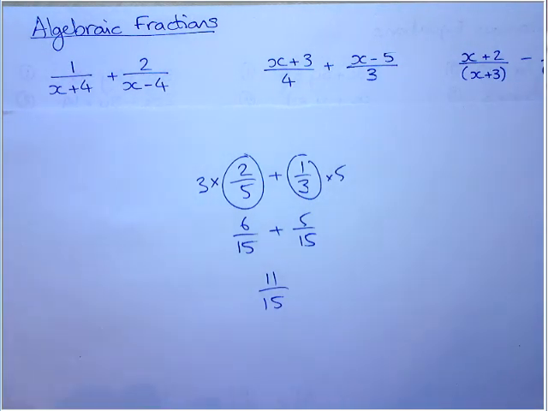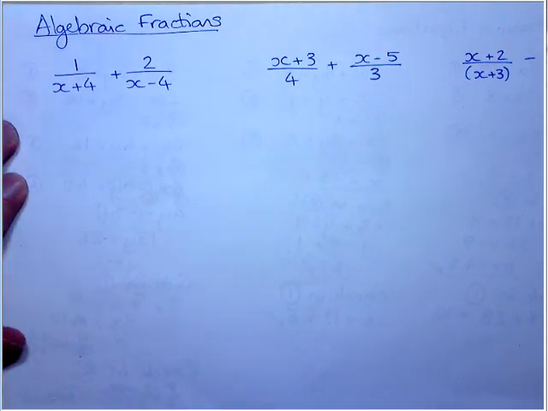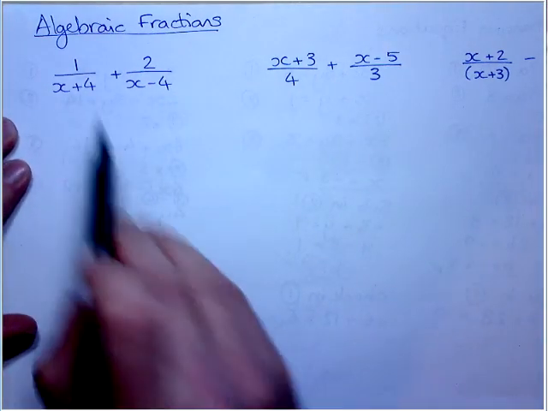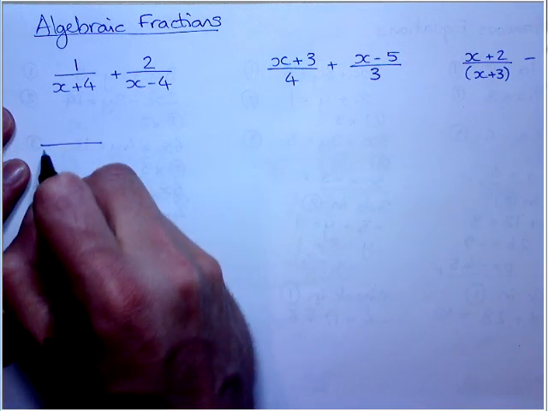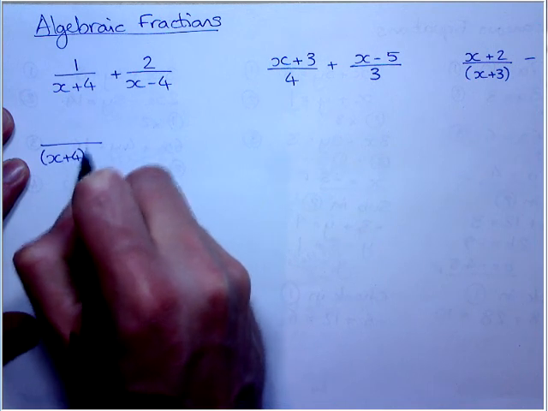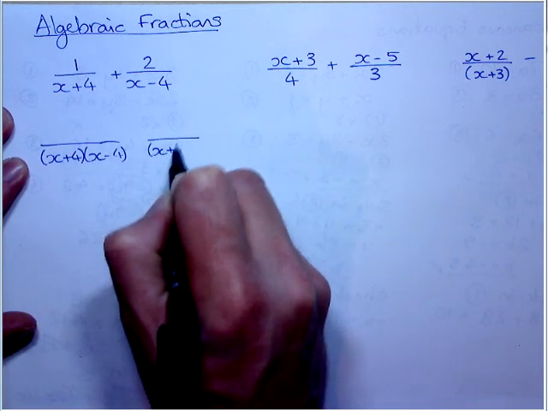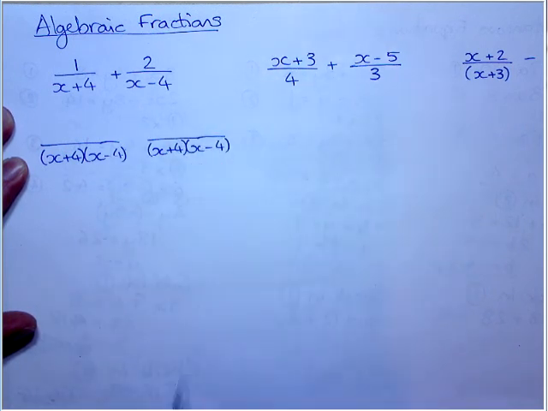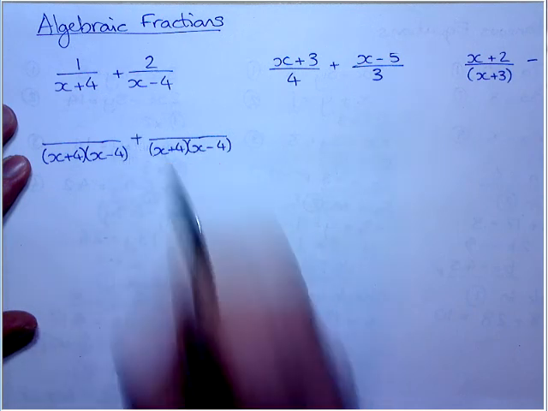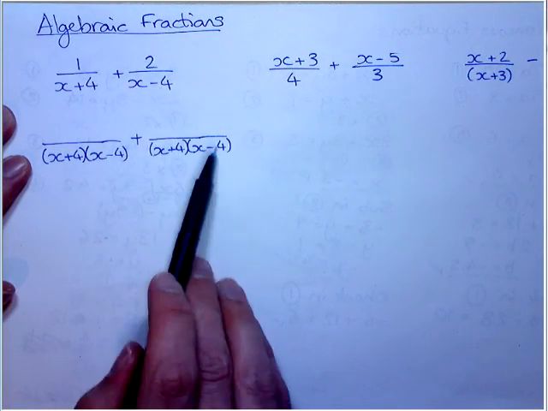So we're going to use that logic, but with something far more complicated like so. Let's have a look at this first one. It's quite hard to find the lowest common multiple, but I just told you that if you multiply them together, you will get a common multiple anyway.